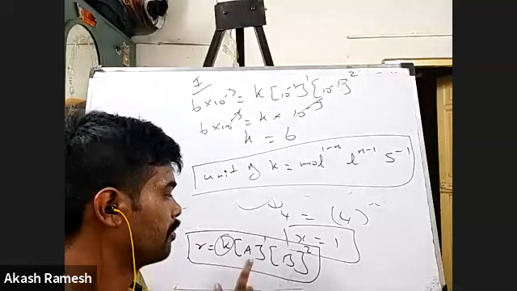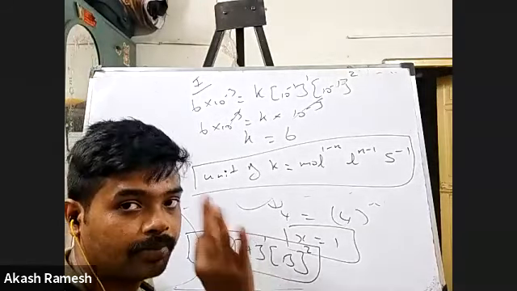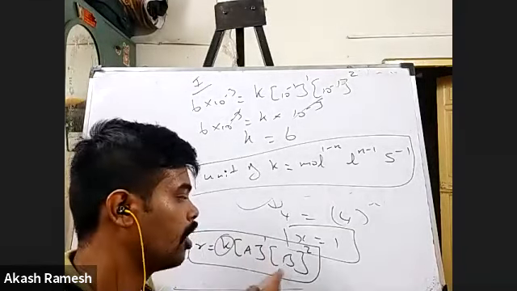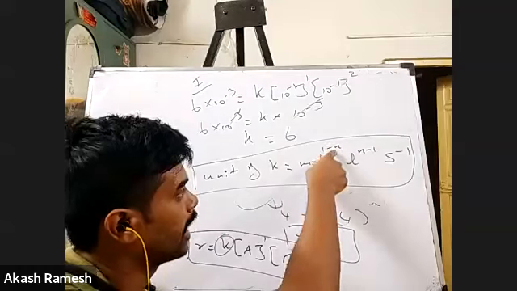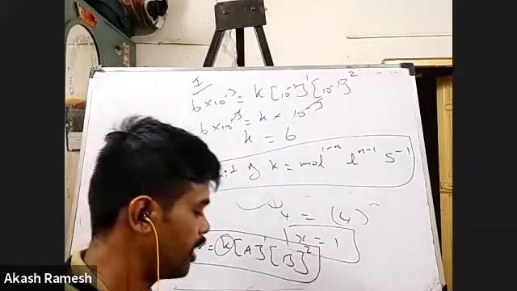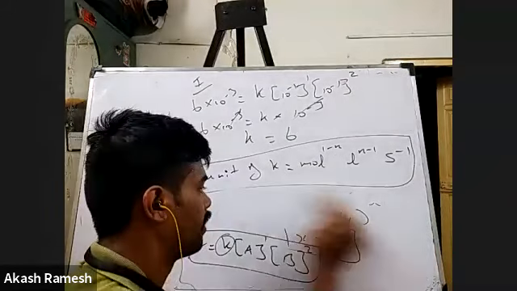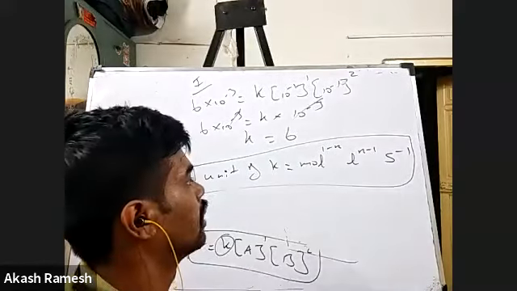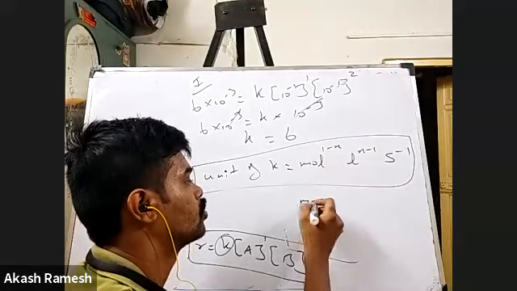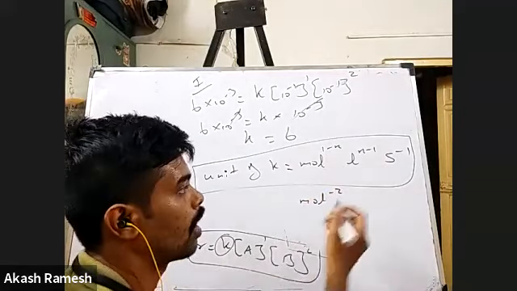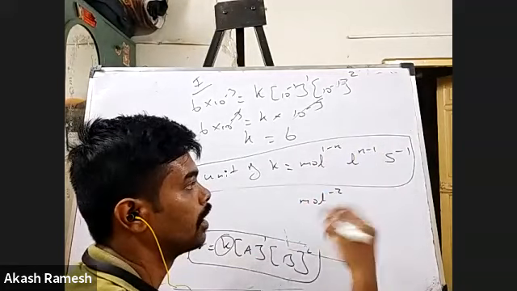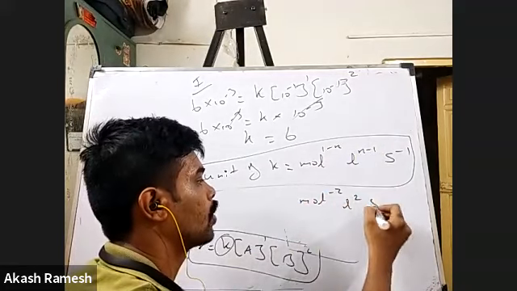What is the overall order here? 2 plus 1, 3. Order with respect to A is 1, order with respect to B is 2. So the overall order is 3. So you have to put the n value as 3. If I put the n value as 3, I will be getting 1 minus 3 will become minus 2. So it's mole power minus 2. 3 minus 1 will become 2. So it's liter squared per second.